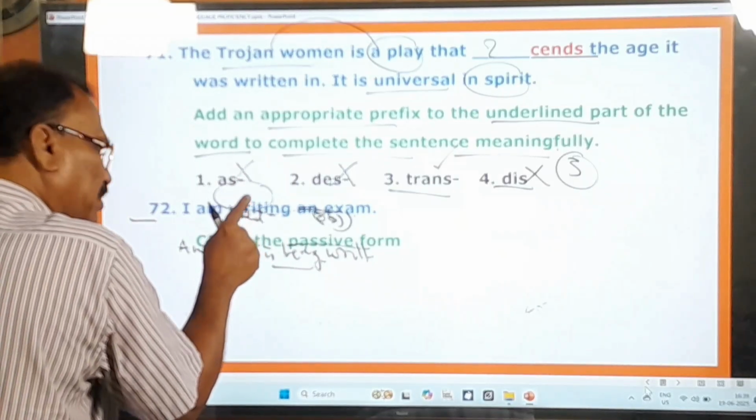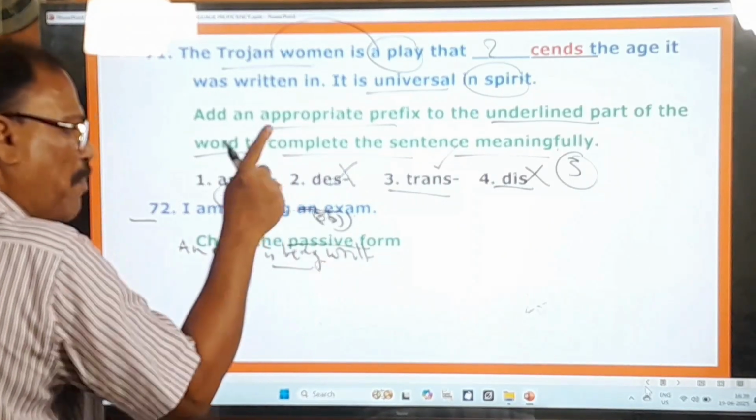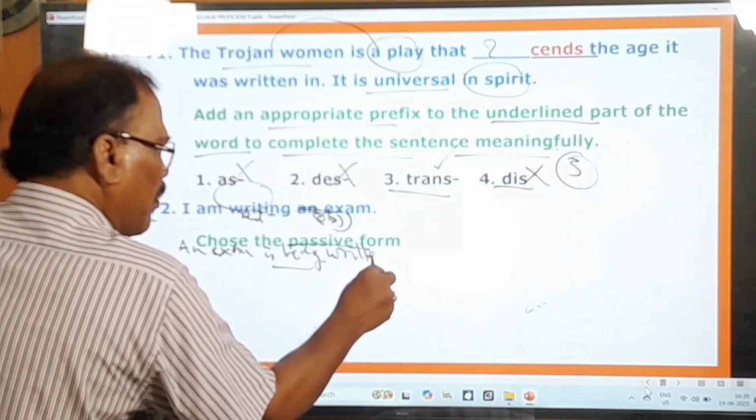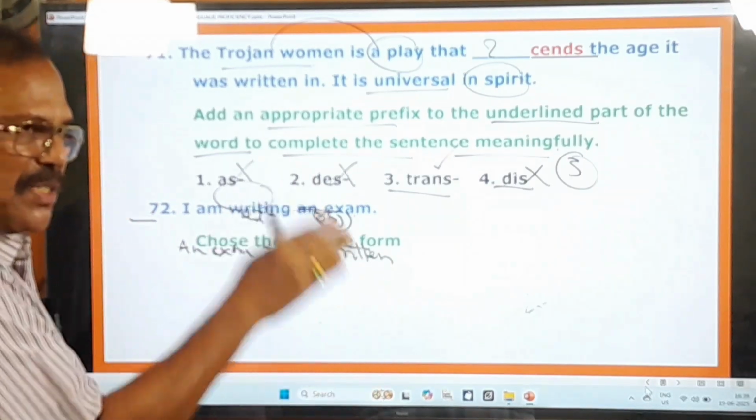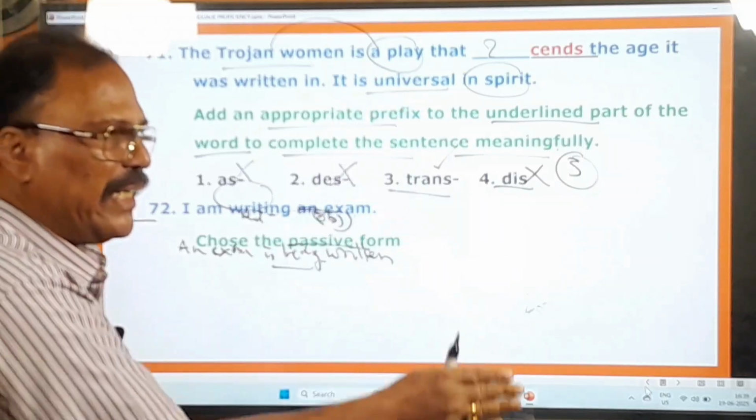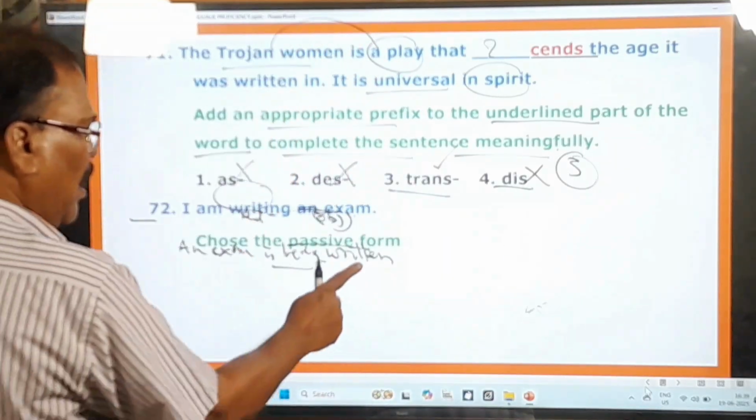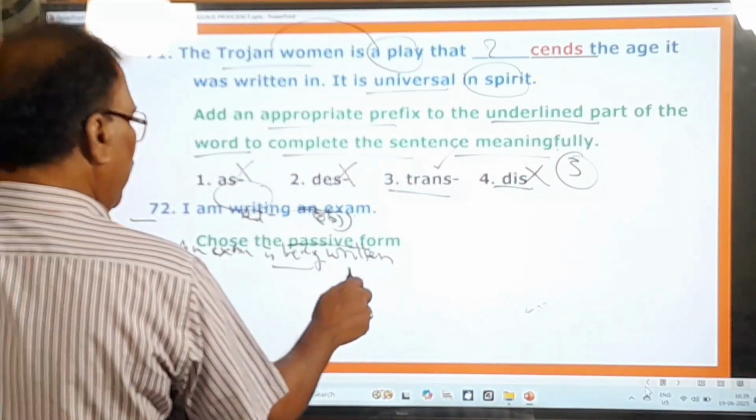because whatever the verb in the active voice may be, that must be turned into the past participle form of the verb. Okay, writing, what is the past participle form of the verb? Writing, wrote, written. So that is the last form. So an exam is being written by me.